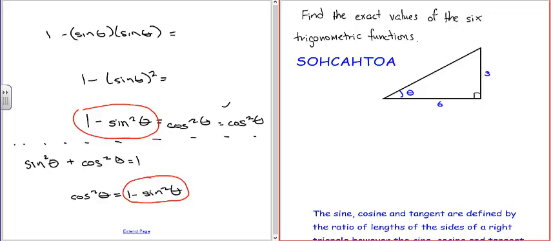Okay, and you guys have seen this before. SOHCAHTOA, which has to do with sine, cosine, tangent. Sine is opposite over hypotenuse. Cosine is adjacent over hypotenuse. Tangent is opposite over adjacent. So we have some problems where we're given a right triangle. We're given 2 out of the 3 sides. And what they want you to do is to find the exact values for all 6 of them.